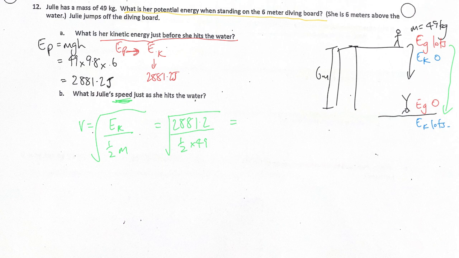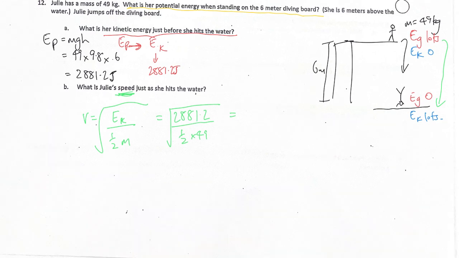2881.2 divided by brackets 0.5 times 49. I want you to type that into your calculators, and I want to see if you can get the same number as me, because if you can't get the same number as me, you need to learn how to type that into a calculator. So 10.84 is the correct answer in meters per second. All right? So that's the idea behind these conversions of energies, right?